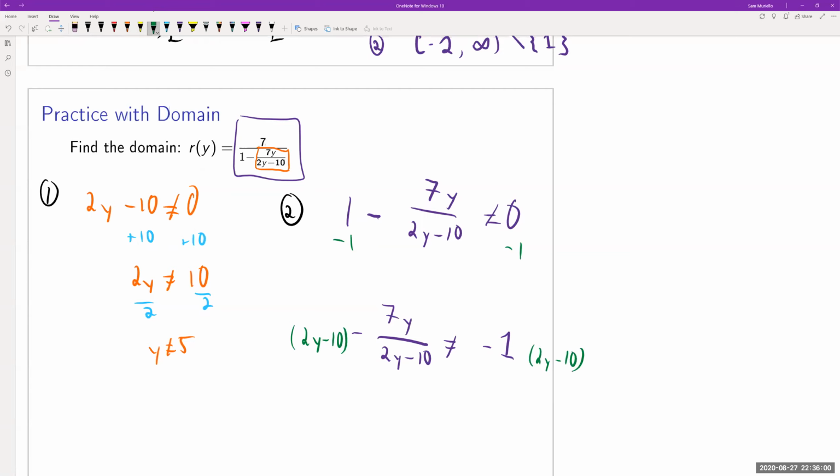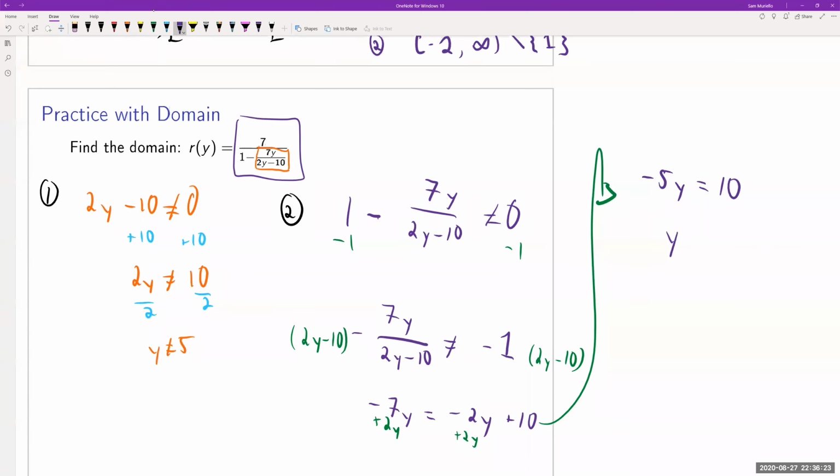which will give me negative 7y equal to negative 2y plus 10 after distributing the negative. Now I'll need to solve for y, so I'll add 2y to both sides. Negative 5y is equal to 10. So y cannot be negative 2 after dividing by negative 5. I would say here, what I've got is negative 2 and 5 are my problem points.